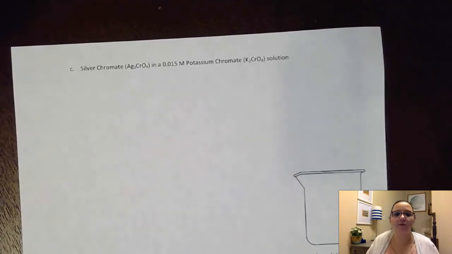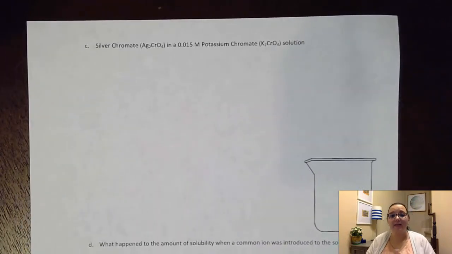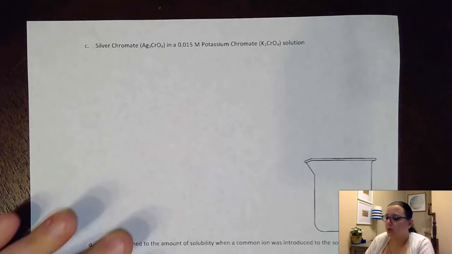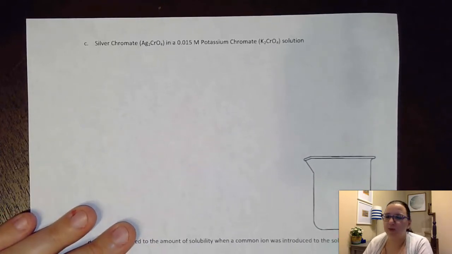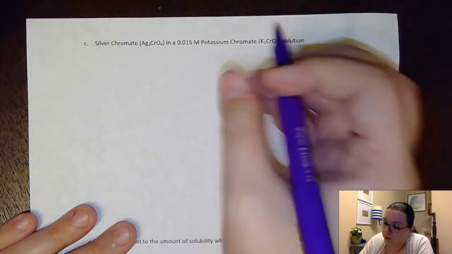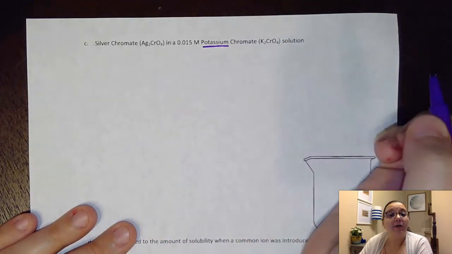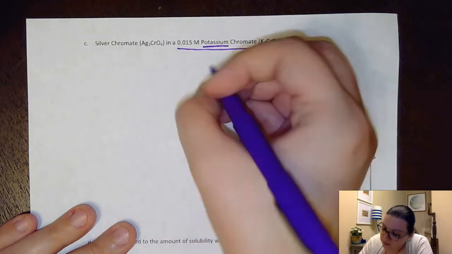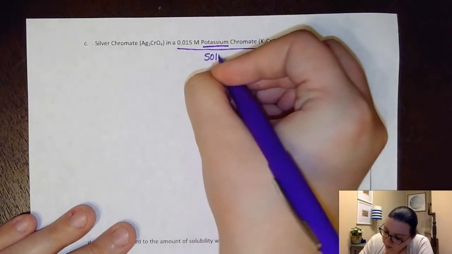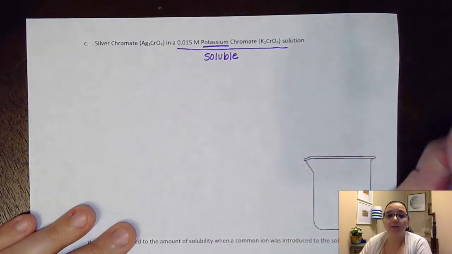We have silver chromate, and this time a potassium chromate solution. I notice again that they haven't given me a Ksp value for potassium chromate, which kind of leads me to believe that it might be soluble. And if I really start looking at it, I'm like, oh, look, there's potassium. I know potassium is group 1, so therefore this is a soluble compound. And so let's deal with him first.